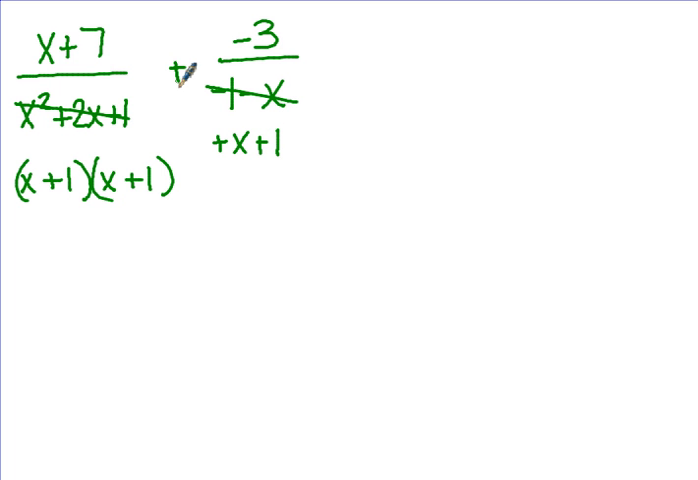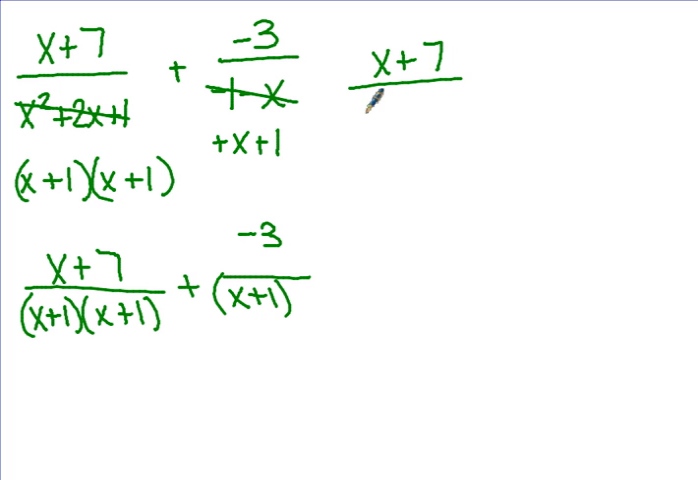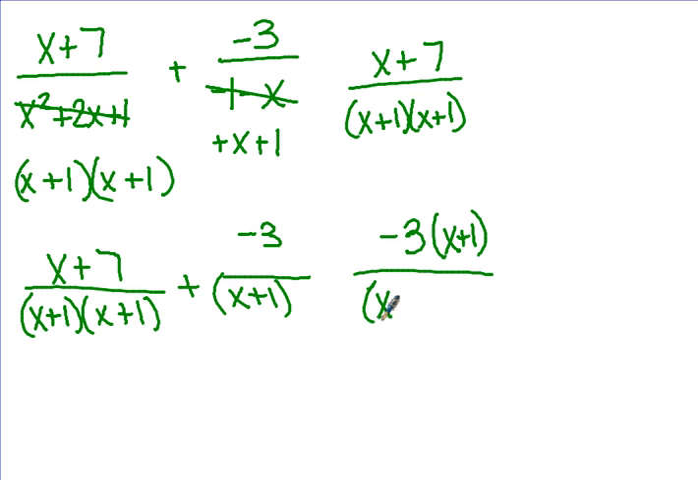Now my problem looks like this: x plus 7 over x plus 1 times x plus 1, plus negative 3 over x plus 1. The only thing left to do is find a common denominator. In this case, it's going to be x plus 1 times x plus 1. My first term stays exactly as is, x plus 7 over x plus 1 times x plus 1. My second term, negative 3, is going to be multiplied by an x plus 1 when we find a common denominator.